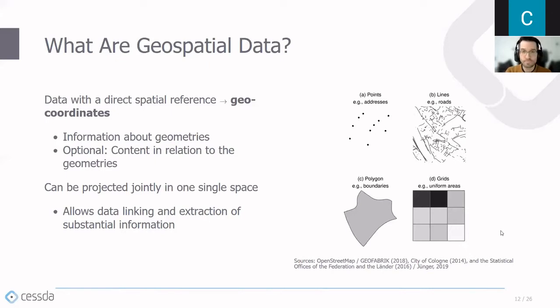And what is the main advantage of associating observations and data with geo-coordinates? The main advantage is that you can jointly project all these resources or data sources in one single space. And this allows the linking of these data and extraction of substantial information from these data.